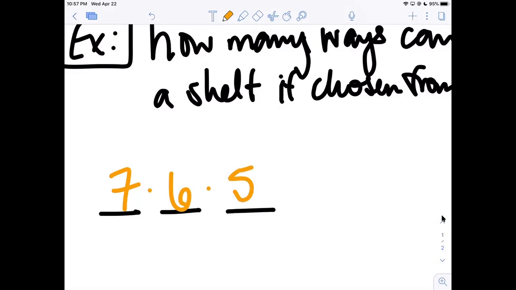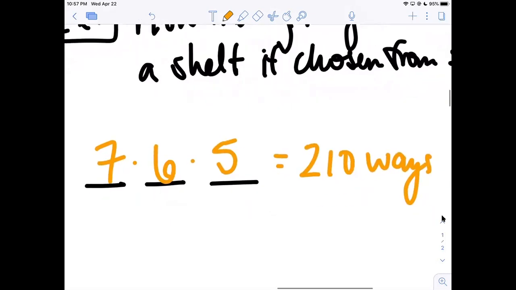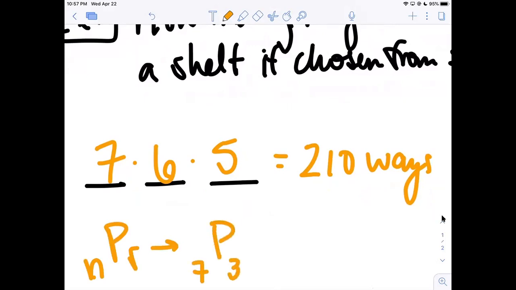So technically what I'm doing is doing 7 times 6 times 5, and that is 210 ways. Now, if you want to put it into our notation, we can do nPr. So nPr, n is the total number, or it's always the bigger number. So we have a total of 7 books. We're doing a permutation of 3 of them.